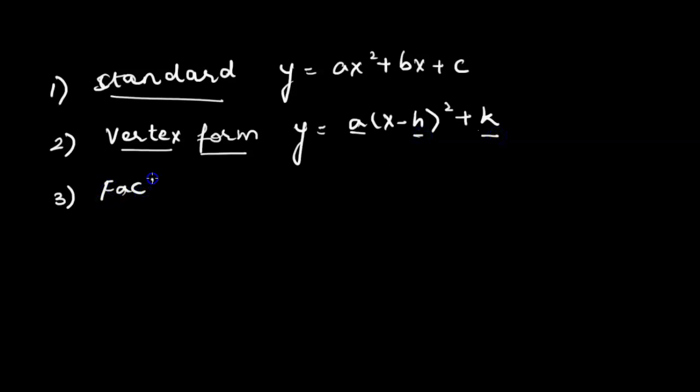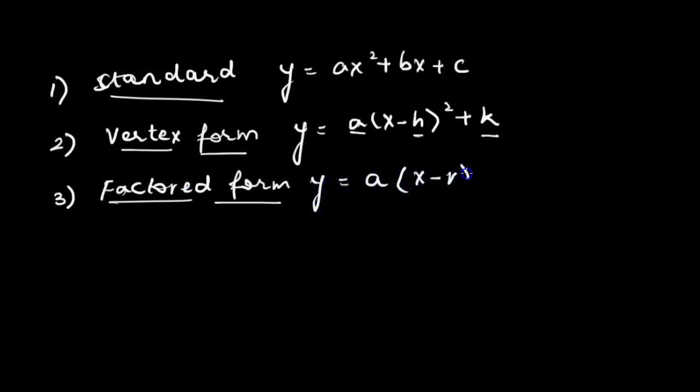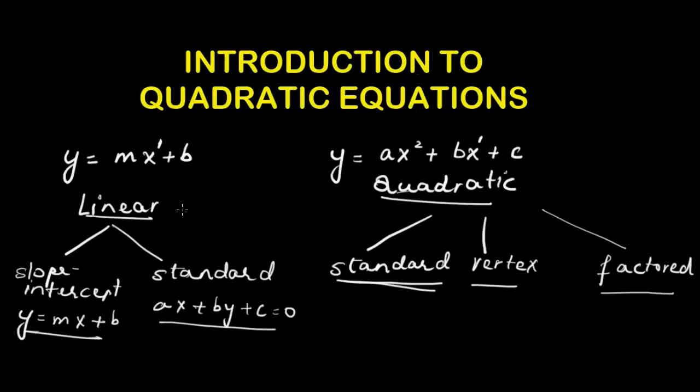The third form is called the factored form. In this case, the equation is y equal to a times (x minus r) times (x minus s). Here a, r, and s are the constants. All the letters that are underlined are constant values, meaning they would have a numerical value when it comes to specific equations. So far, when we compare linear and quadratic equations, linear equations can be written in two forms and quadratic equations in three forms. Linear equations have a degree of 1, and quadratic equations have a degree of 2.